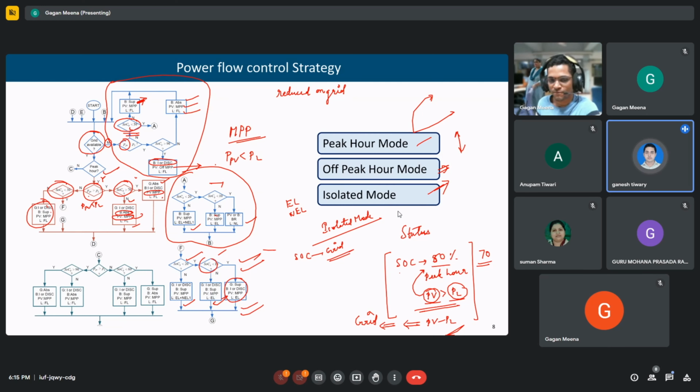And sir, in which condition can we say the battery will discharge? It will depend. If we are going below 30%, then only charging. If generation is more than load and SOC is less than 70%, we can charge the battery. Even in isolated mode, if PV is more than load, the limit here is 90%. So if SOC is more than 90%, then the battery is not charged. If it is less than 90%, it is charged.